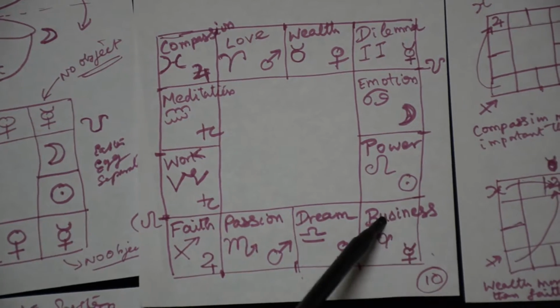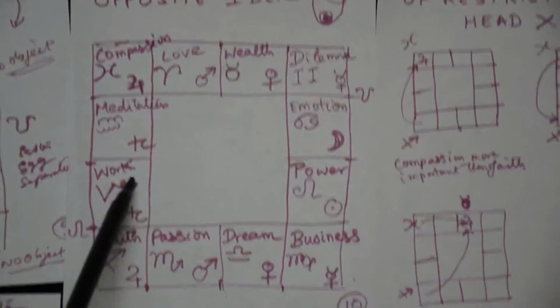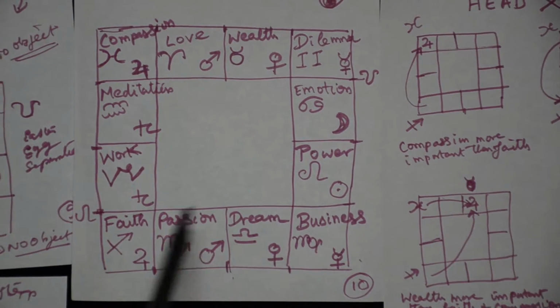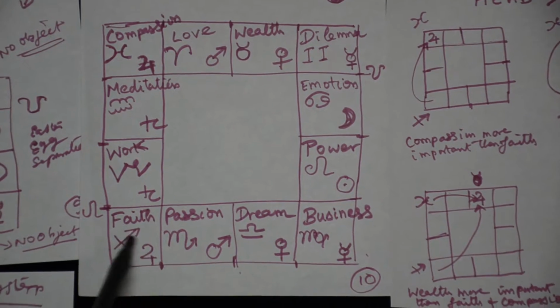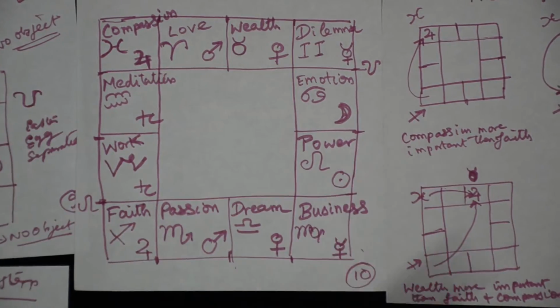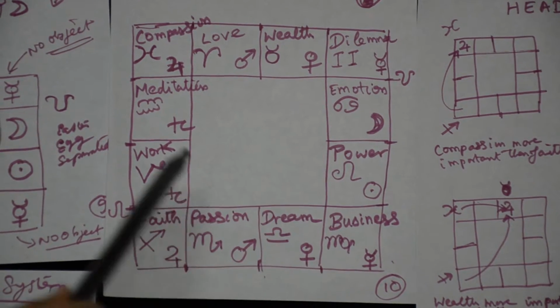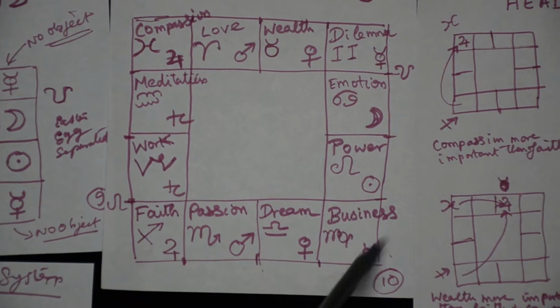See, in business you can't be compassionate, and when you are compassionate you are not fit for doing a business. When you are emotional you can't work, and when you are seriously working you can't be emotional. Faith always comes with a focused idea, whereas in dilemma, if you have more than one thing to focus on, you can't have a strict faith on one idea. And business and faith are flip sides.